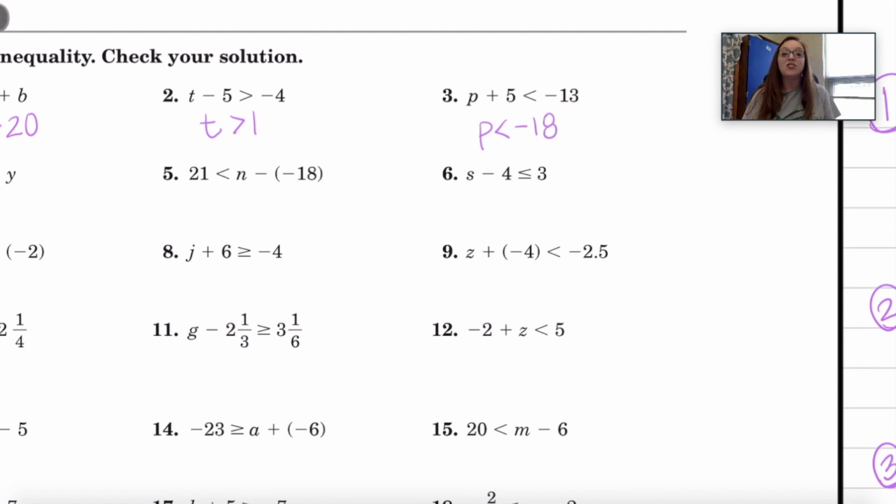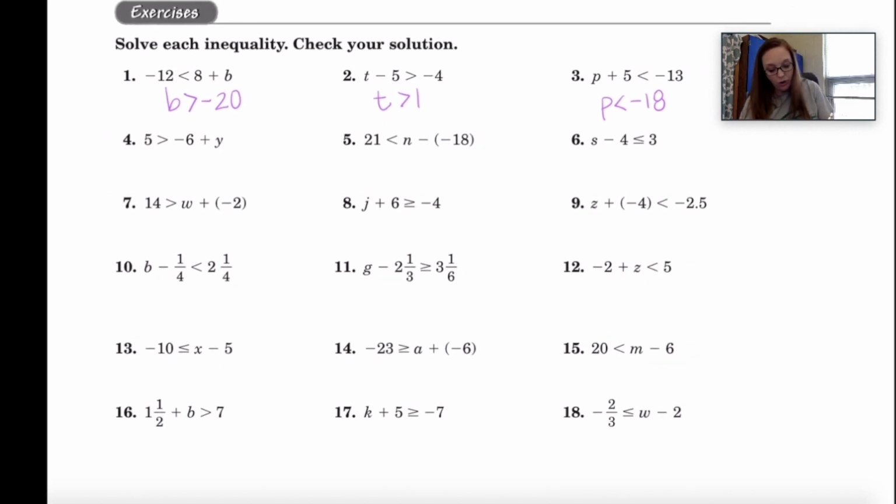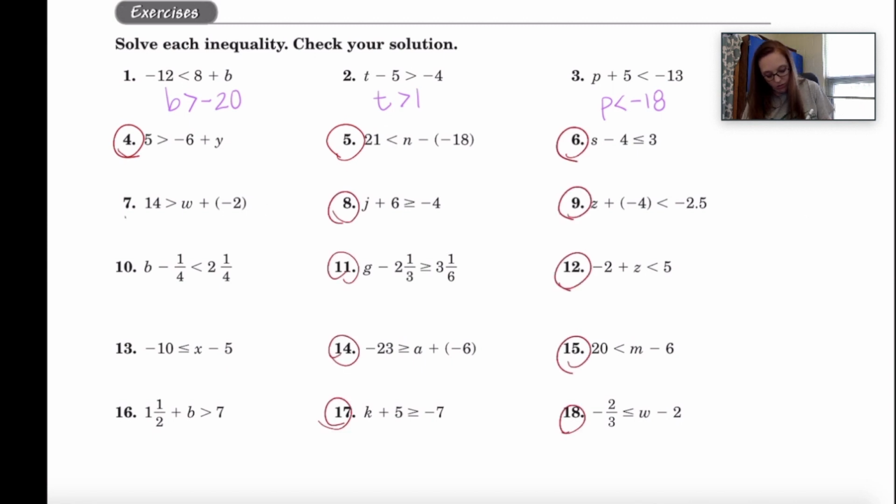Okay, so hopefully you kind of get the gist of how this is going to work. So I'm going to have you complete now problems 4 through 18. Pause the video and complete those problems.